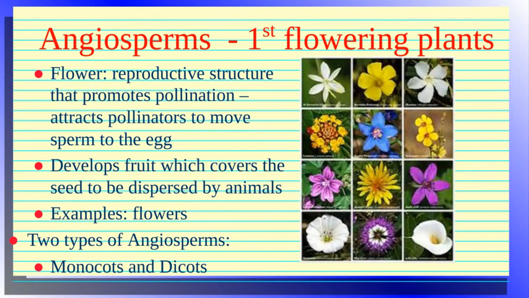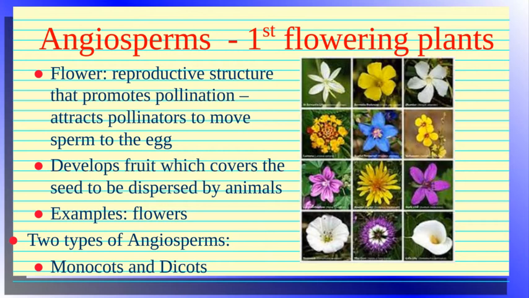Then angiosperms are the first flowering plants. Flowers are reproductive structures that promote pollination. So it's trying to attract bees and hummingbirds and different types of pollinators to move the pollen or the sperm from one flower to another flower.